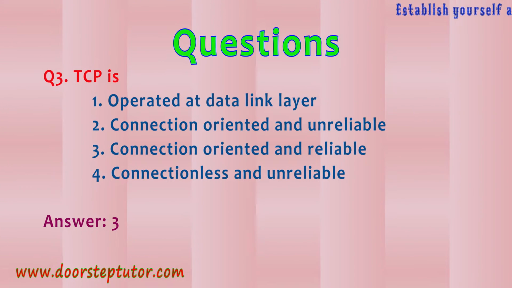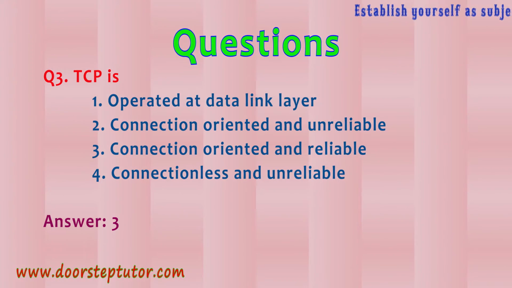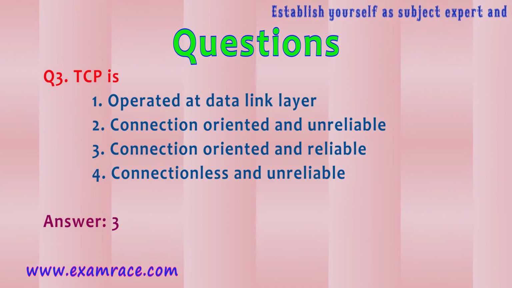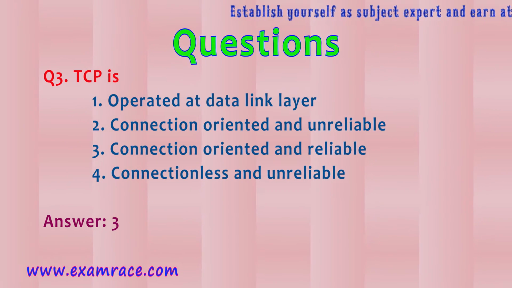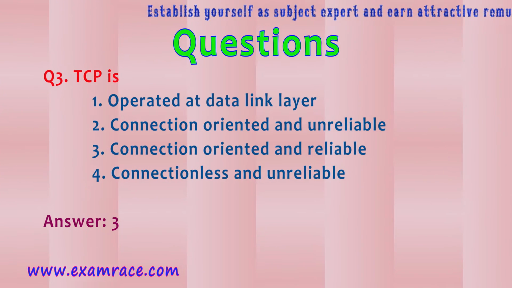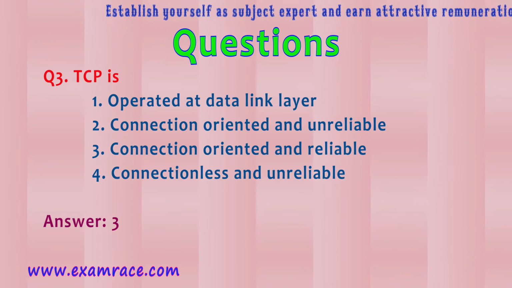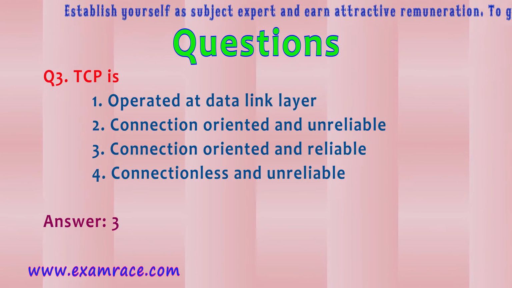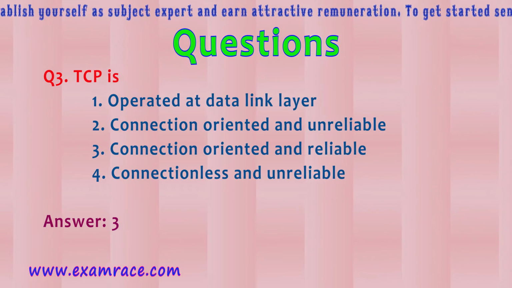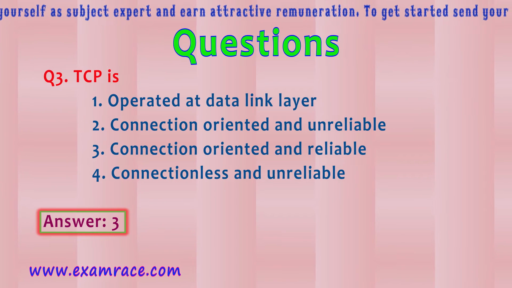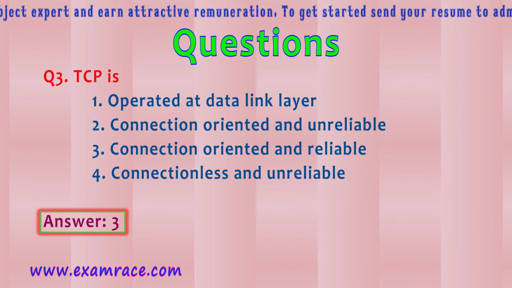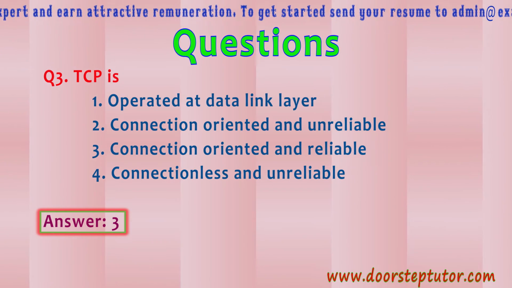Then the third question: TCP is. So what is the definition of TCP? We have to choose one option from the options given below. The first option is operated at data link layer. The second option is connection oriented and unreliable. The third option is connection oriented and reliable. The fourth and last option is connectionless and unreliable. So what will be the answer for this question? TCP is connection oriented and reliable. Option number 3 will be the correct answer.